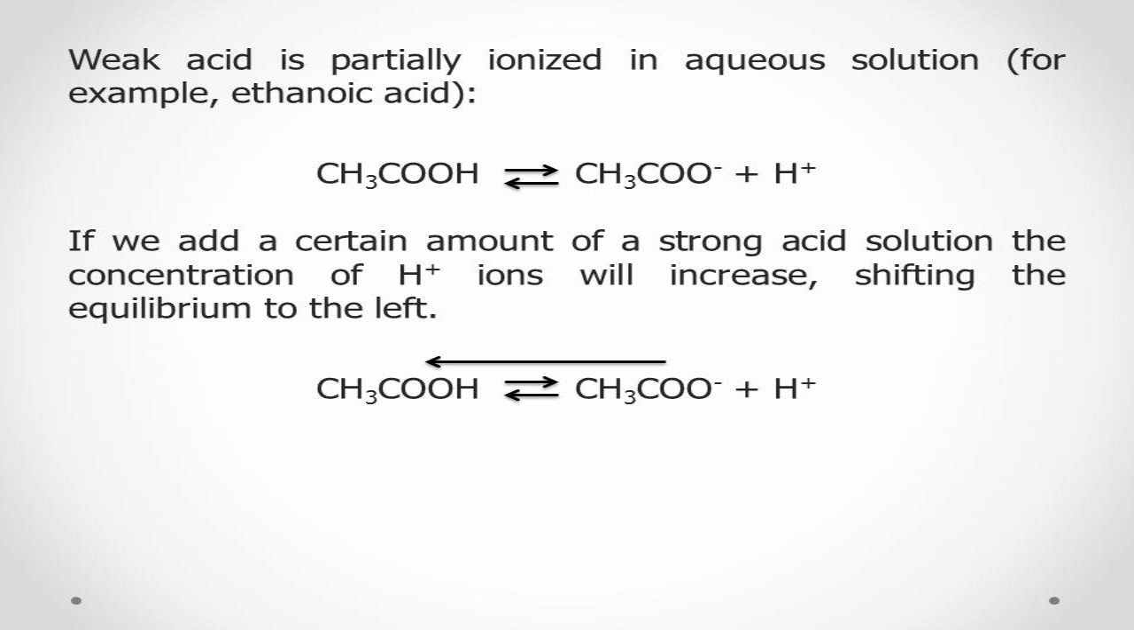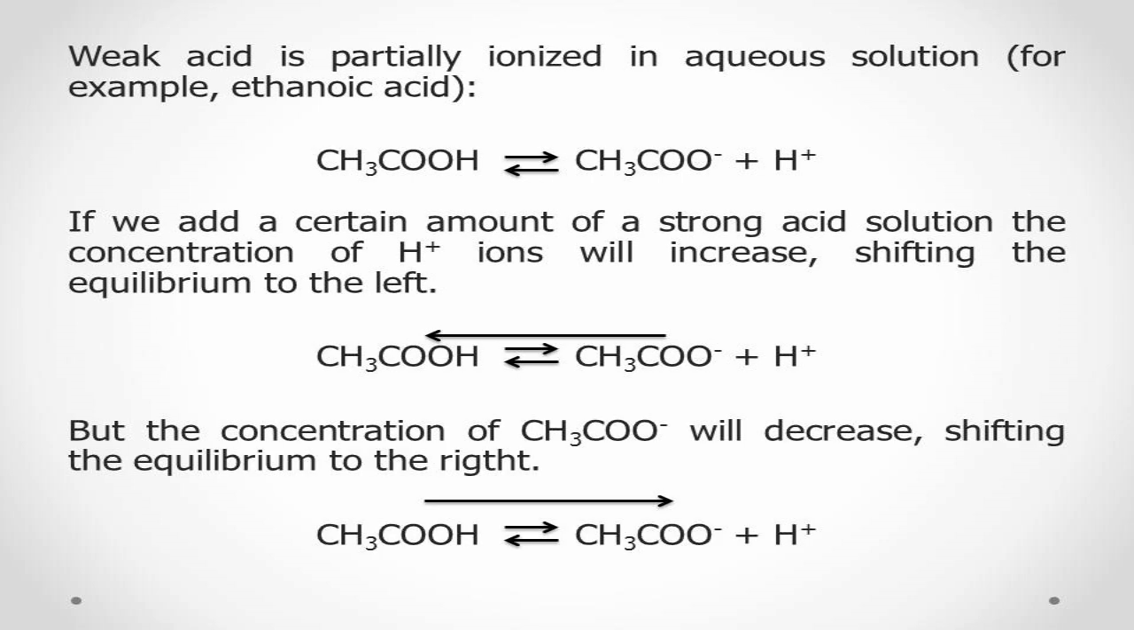If we add a certain amount of H plus ions, say we add hydrochloric acid, a strong acid, the equilibrium in this system will shift to the left towards the binding of H plus ions and the formation of acetic acid. However, at the same time, the concentration of acetate ions would decrease, which would normally lead to an equilibrium shift to the right to produce more acetate ions. In essence, nothing would change. The concentration of H plus ions would remain the same.